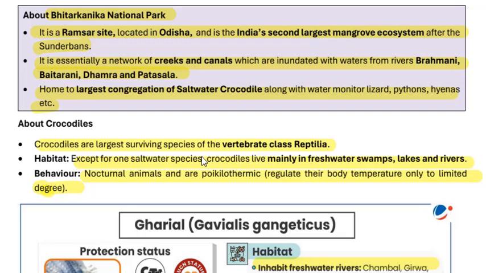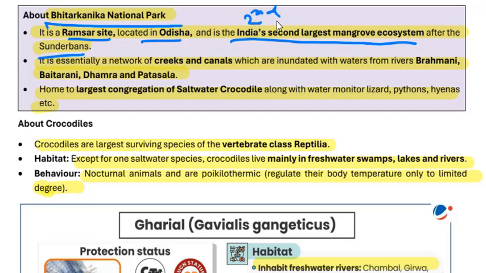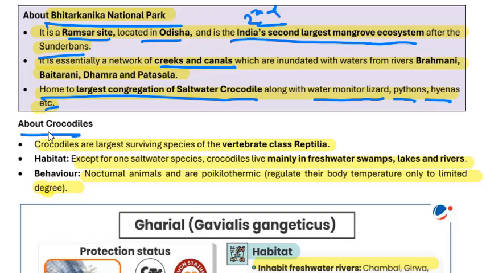Coming to more detail about Bhitarkanika National Park. It is a Ramsar site located in Odisha and India's second largest mangrove ecosystem after the Sundarban. Means it is the second largest mangrove after Sundarban. It is essentially a network of creeks and canals which are inundated with water from rivers Brahmani, Baitarani, Dharma and Patasala. It is home to the largest congregation of saltwater crocodile along with the water monitor lizard, python, hyenas, etc. About crocodile, it is given about the saltwater crocodile.